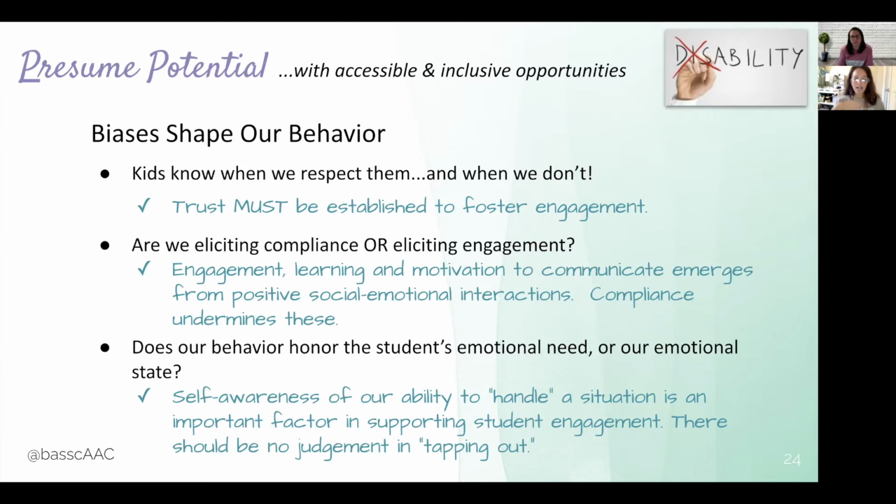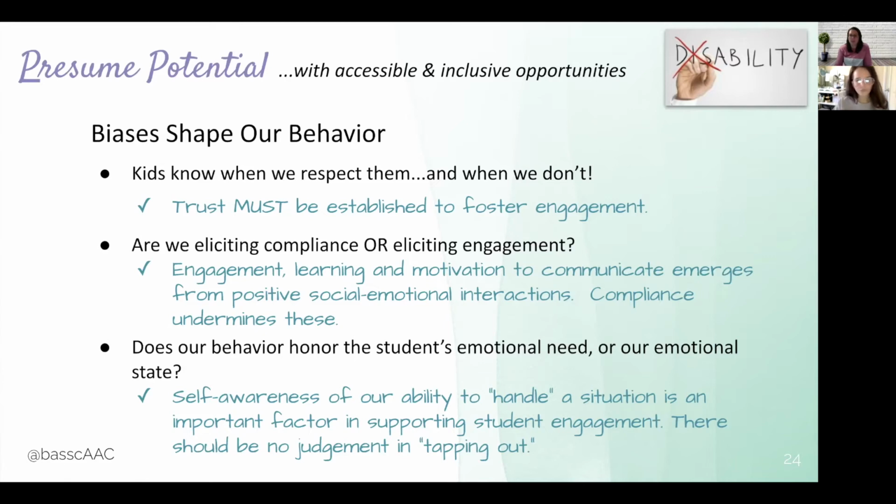And then, does our behavior honor the student's emotional need or our emotional state? So self-awareness of our ability to handle a situation is important. There's no judgment in tapping out. I had this happen today with my own child as I was dropping him off for school. I could tell that we were running a little late, so my emotional state was not at a place to maybe handle things appropriately. So I needed to send him off and say goodbye. I needed to tap out because I could tell that our next interaction probably would be honoring my emotional state, allowing me to express my frustration that we were running late, instead of honoring his emotional need. So there's no problem taking a break, stepping out of a situation, because that's where we always want to be. We don't want to be honoring our emotions. We want to be honoring the student's emotions.